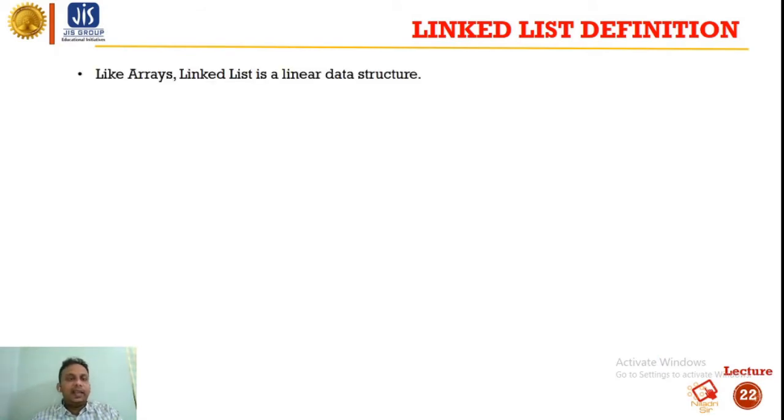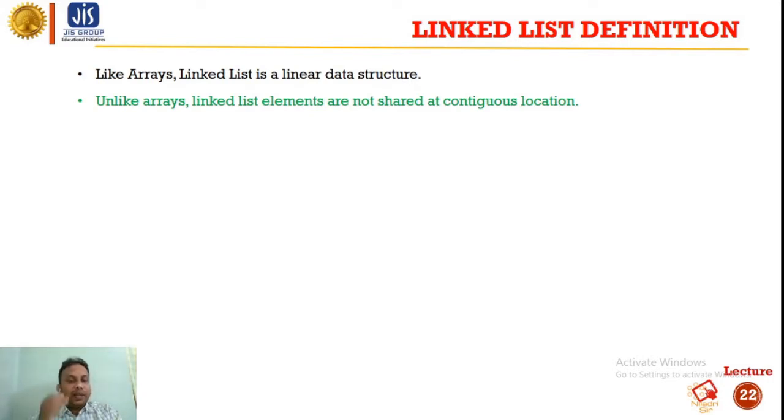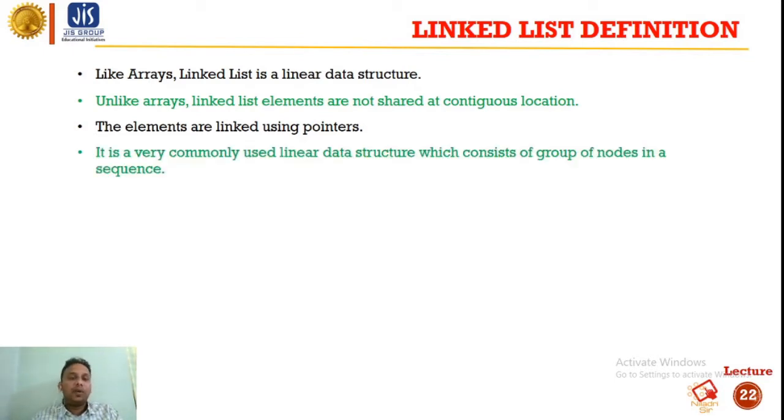Like arrays, linked list is a linear data structure. Unlike arrays, linked list elements are not stored at contiguous memory locations. As we know, array elements are stored in contiguous memory locations, but linked list elements are not stored in contiguous locations. The elements are linked using a pointer. All the elements of the linked list are linked using a pointer.